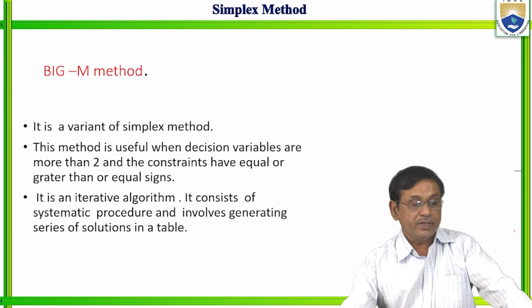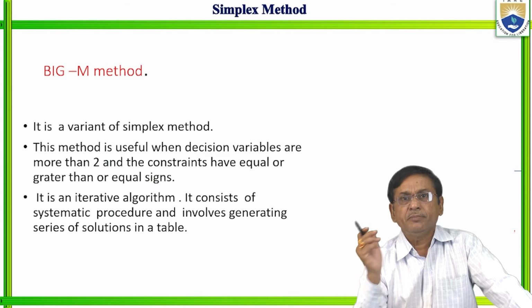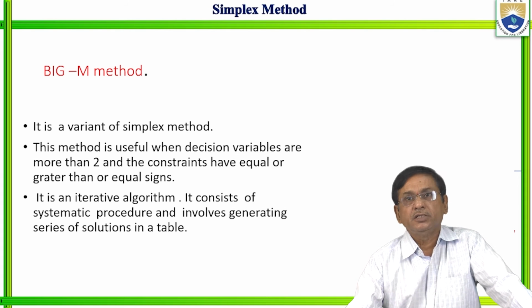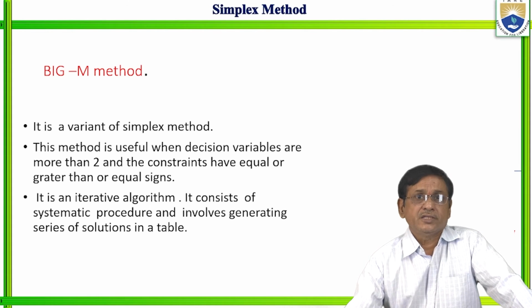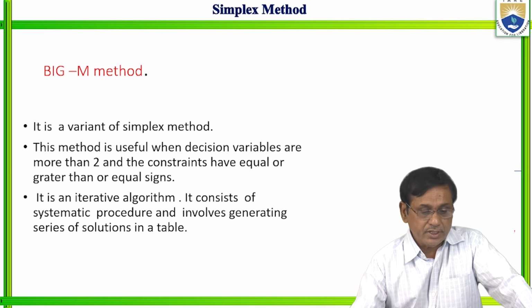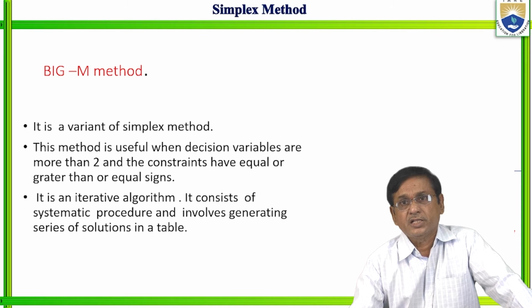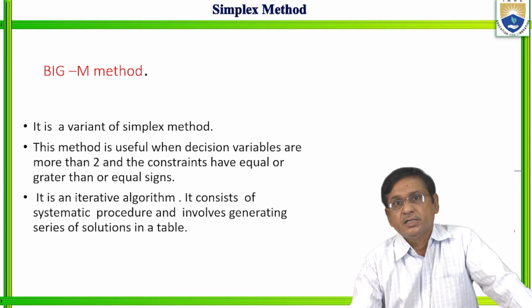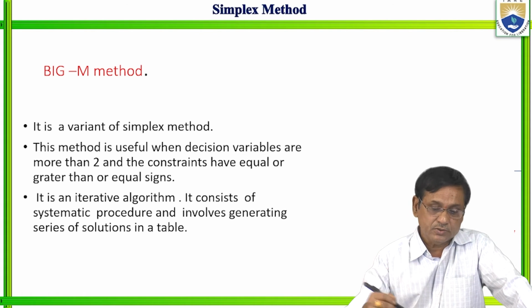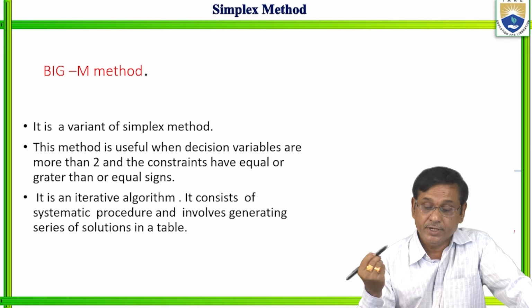Next, now we can discuss the big M method. Big M method is a variant of simplex method. This is used when the variables are more than 2 and when the constraints have equal sign or greater than or equal sign, then we cannot use the simplex method straight away. Some modification is needed. It is also an iterative algorithm and consists of a systematic procedure, involving generating a series of solutions in the table. So the solution is improved table by table.